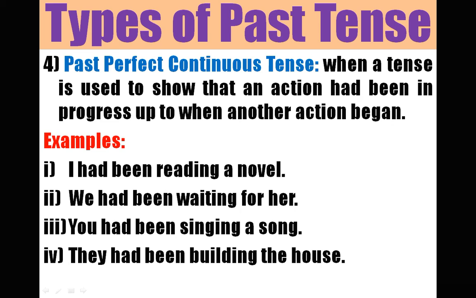Alright, when a tense is used to show that an action had been in progress up to when another action began, we say that it is in past perfect continuous tense. I had been reading a novel. "Had been reading" indicates that the action is in past perfect continuous tense. We had been waiting for her. You had been singing a song. They had been building the house. All this indicates that the actions took place in the past.